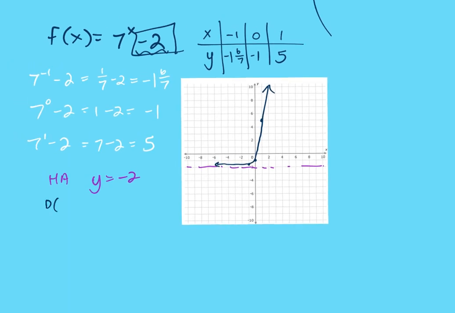So my domain, again, it's exponential, so negative infinity to positive infinity. There's no restriction on what I can plug in for x. The range goes where my horizontal asymptote is, so -2 to positive infinity. And then my y-intercept either comes from the graph or from the center point on my t-chart, (0, -1).